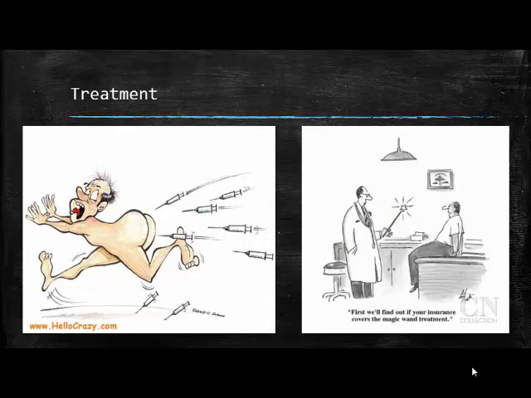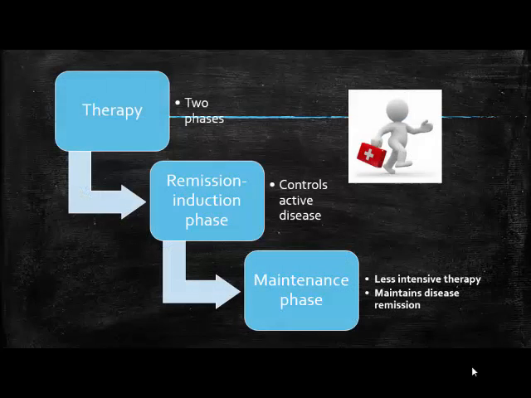So what about treatment? I was talking a little bit about the treatment earlier, but the overall treatment is broken down into two phases. The first one, first of all, you need to control the active disease. So it's the remission induction phase. And the second is the maintenance phase, where you need to prevent relapse of the disease. This would include less intensive therapy and helps in maintaining disease remission.